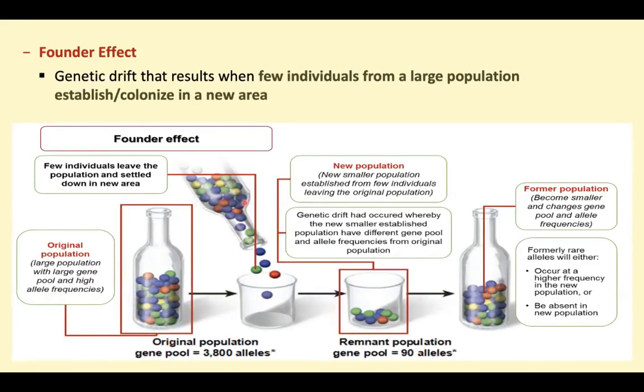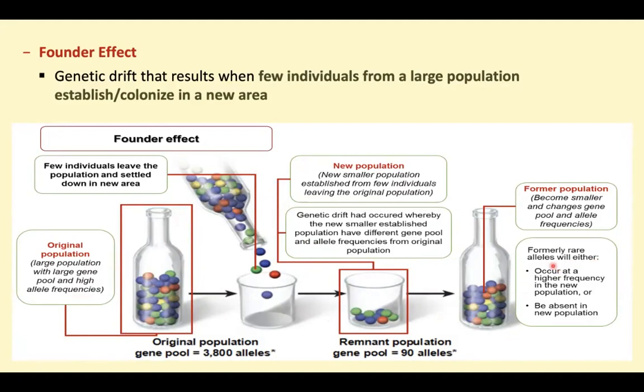So what happens when few individuals leave the population and decide to settle in a new area? So the new population ni, which is established from the few individuals leaving the original population. So the new smaller population has a different gene pool and allelic frequency from the original population. So this new population tak ada, like I said, tak ada the yellow ball. Only ada the green, blue and red. So the former population yang kat botol ni yang lama ni, the former population becomes smaller. And then dia ada change in the gene pool and also the allelic frequency.